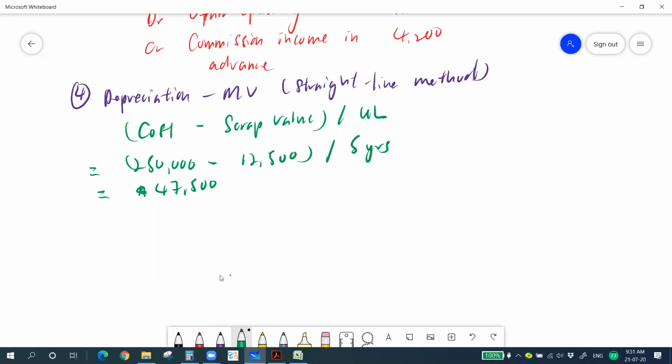All right, so we have to provide the double entry. We debit the administrative expenses, 47,500. And then we credit accumulated depreciation of motor vehicles.